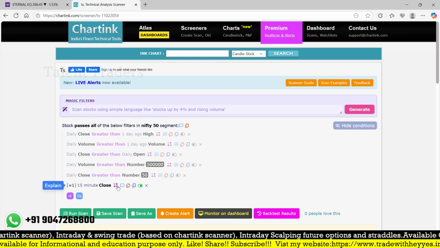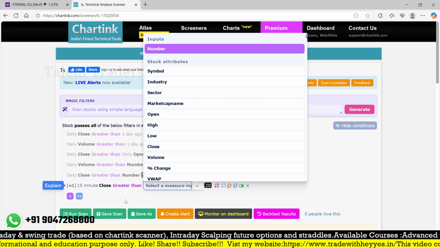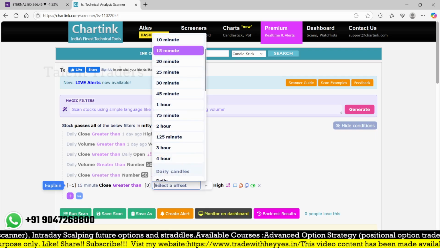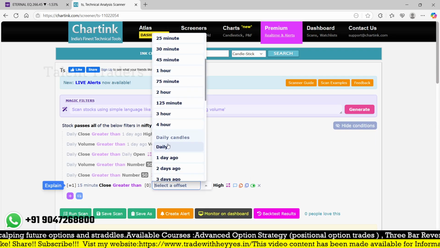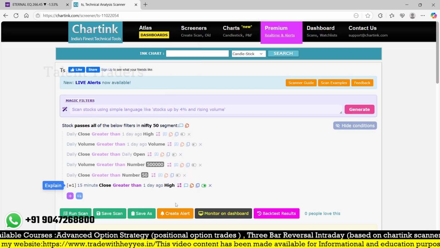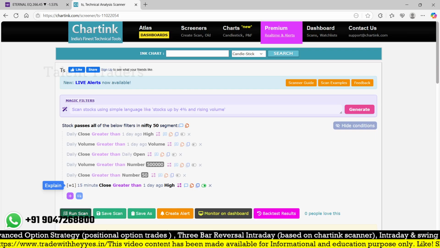That's the first candle, greater than the high of 1 day ago. This will not change, because the previous day high is entirely different. That is a fixed value. So 1 day ago. Let me go for 1 day ago. So this is the first candle itself, it is closing close to the previous high.